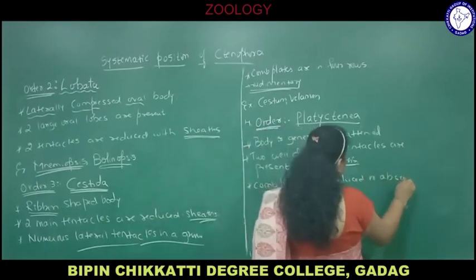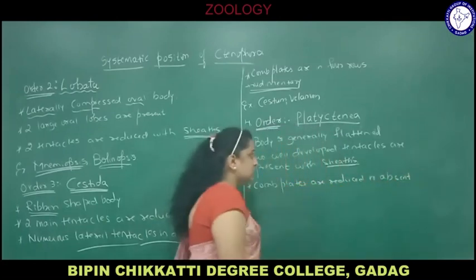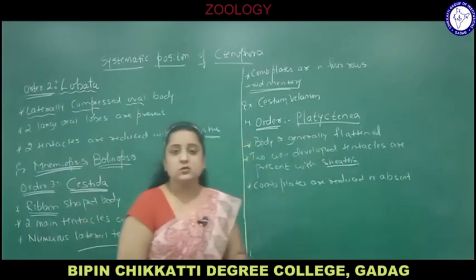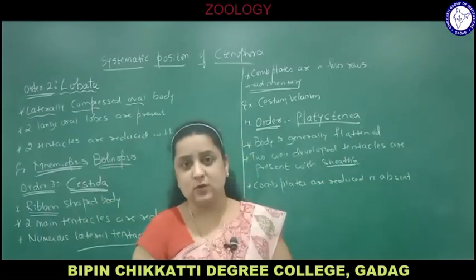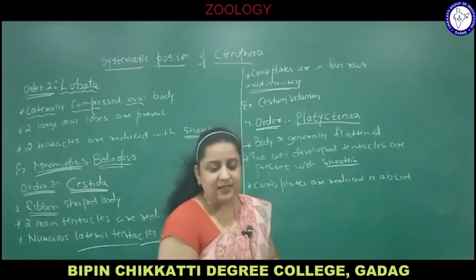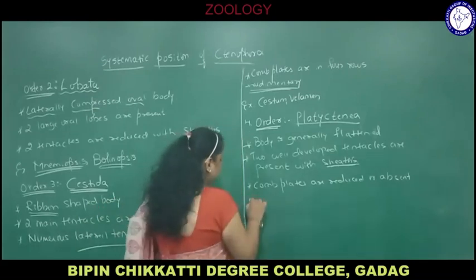So comb plates may be absent or completely reduced because they have tentacles for locomotion, food capturing by specialized cells called colloblasts. Body is adapted for creeping.